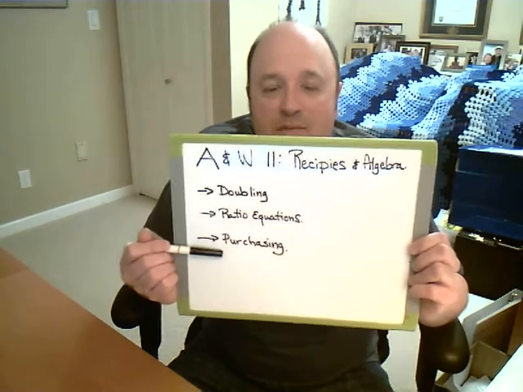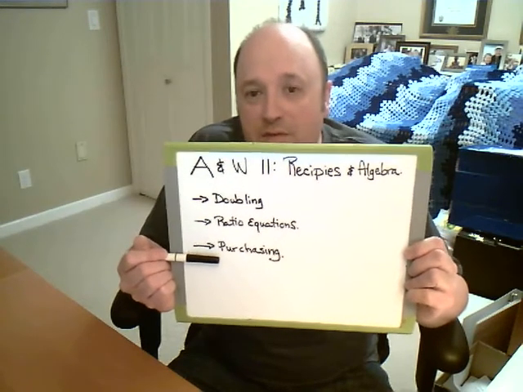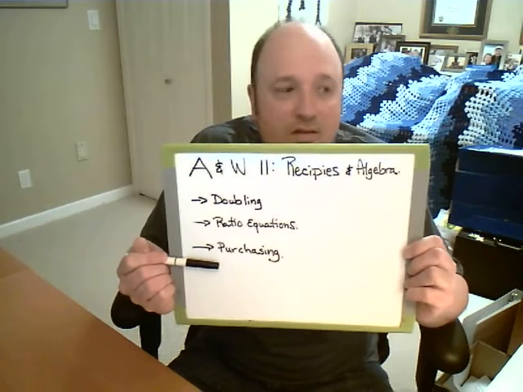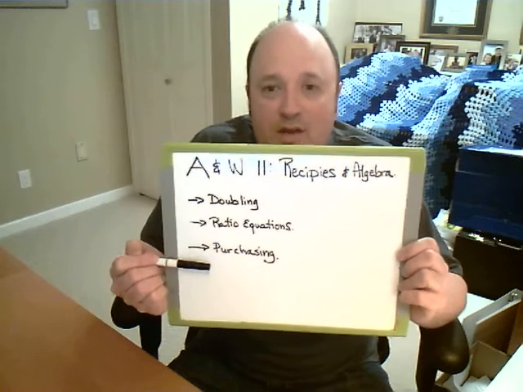And then we'll think about some purchasing. So, here's what you need. Here's what the recipe says. Here's what you need. Here's what you have. How much extra do you have to buy? That kind of stuff. Okay, so let's get started.